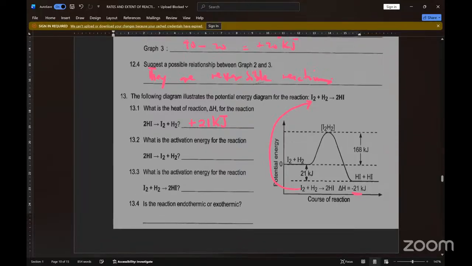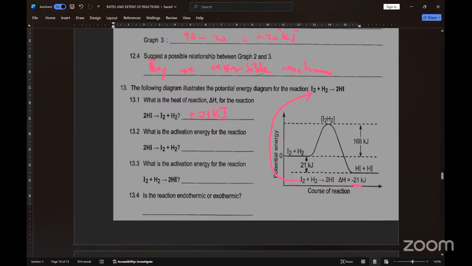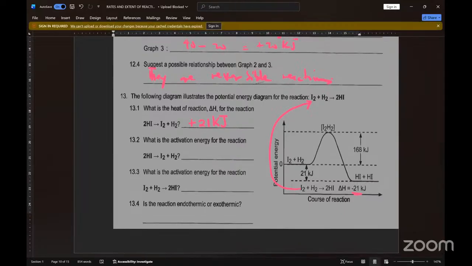Then it says here, what is the activation energy for the reverse reaction? The activation energy for the reverse reaction is from here up to here, because this one now becomes the reactant. I told you for a reversible reaction, this one becomes the reactant. So from the base to the top, from this to this. So you say 168 plus 21. Activation energy doesn't have a sign. There is no positive or negative. So you calculate it. I don't have the answer there, but you can just add that.